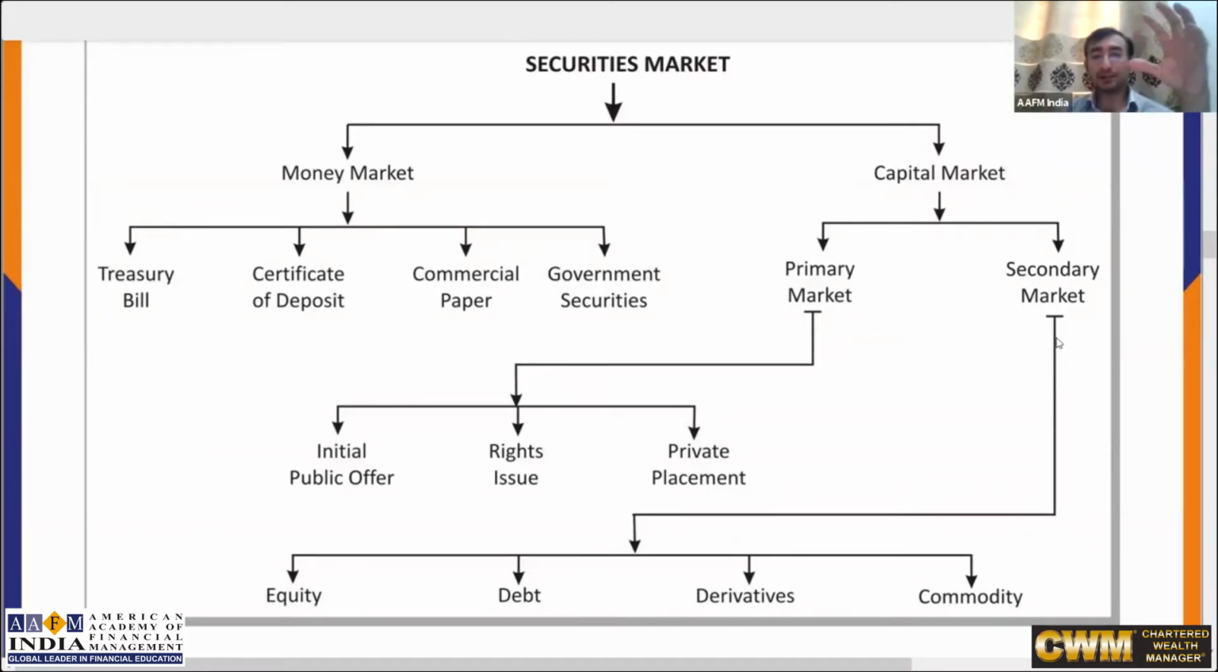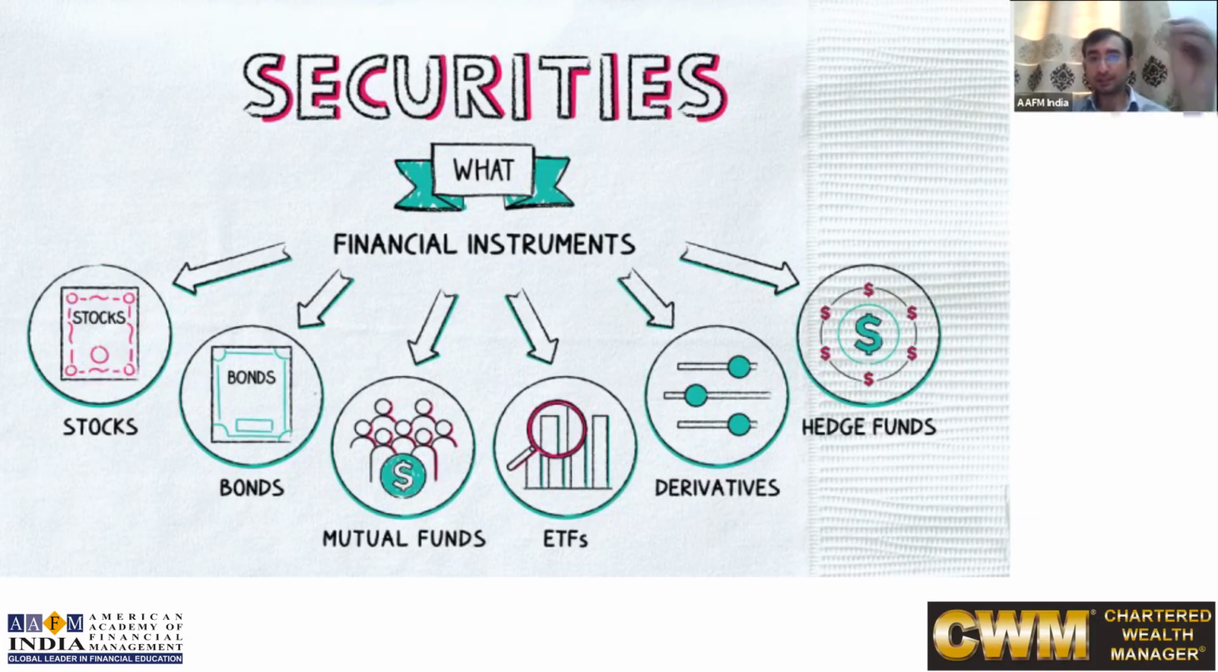In the secondary market, already issued securities are listed and traded, and they change hands. So from A it is sold to B, B sells to C, C sells to D. Over here the issuing company is nowhere involved. It is only the securities that are changing hands. That is called the secondary market. Under that you have equity trading, bonds which get traded in the secondary market, derivatives, and commodities. So these are secondary market instruments.